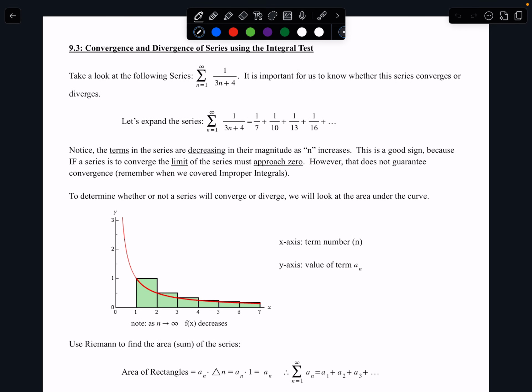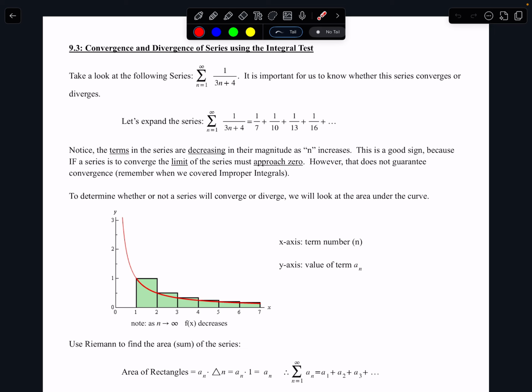Hello, welcome back. In my previous video, we discussed how the integral test works. In this video, we're going to continue our discussion on what the integral test is and why we use it. So take a look at the following series. We have, as n goes to infinity, 1 over 3n plus 4. We know that it's very important to know whether or not this series converges or diverges.